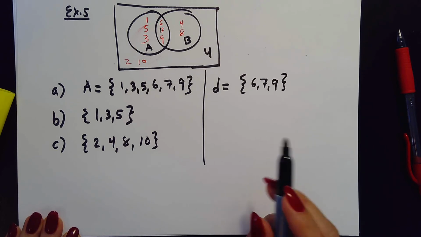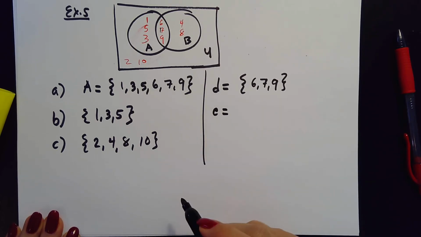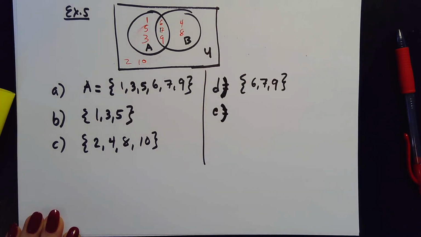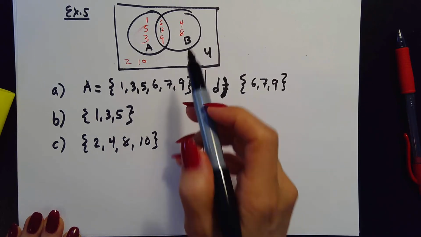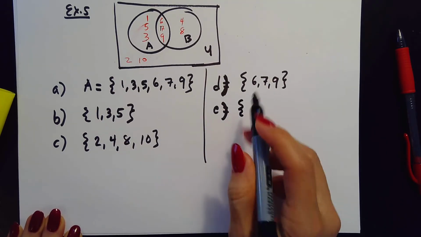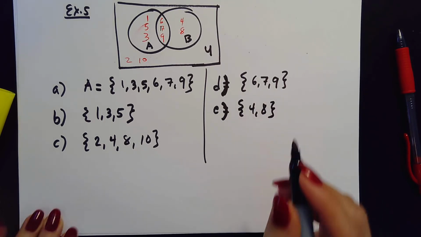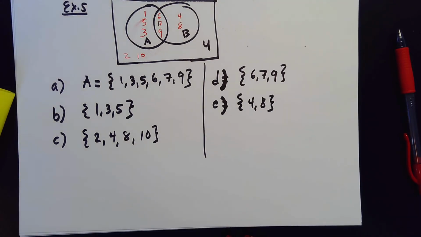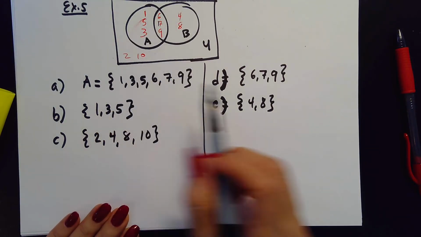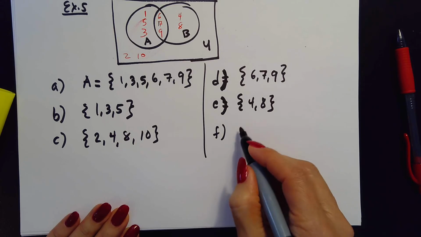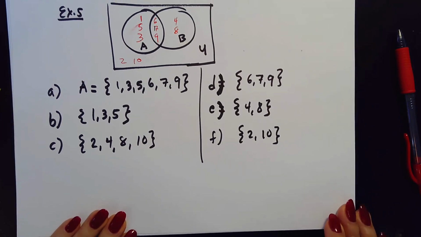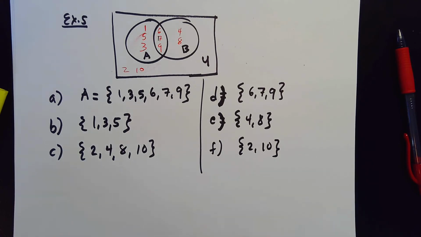And then E is, oh sorry, I should use the parentheses. E is a set of elements in B but not in A. So you want it to be in B but outside of A, so you only have 2, 4, and 8, right? And the set of elements in neither A nor B, so that's gonna be 2 and 10. Okay. Alright, so that's example 5.